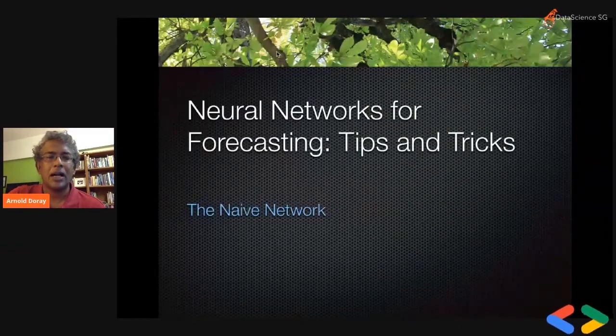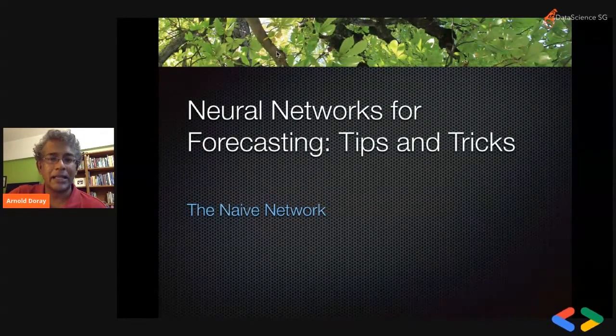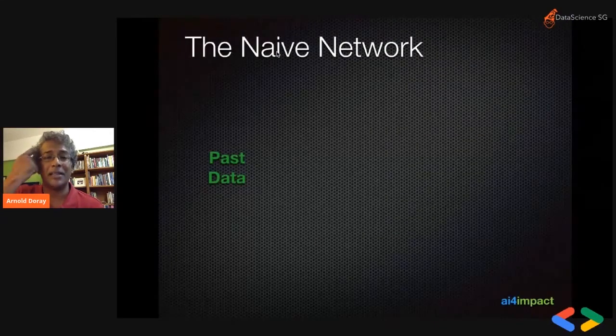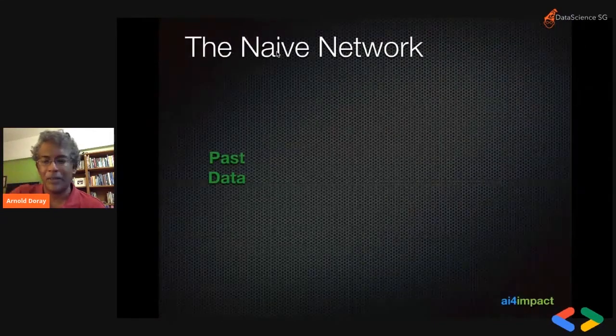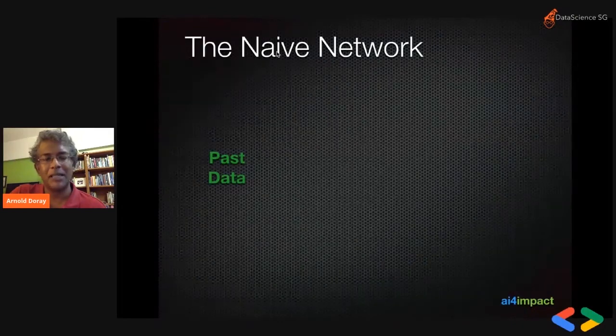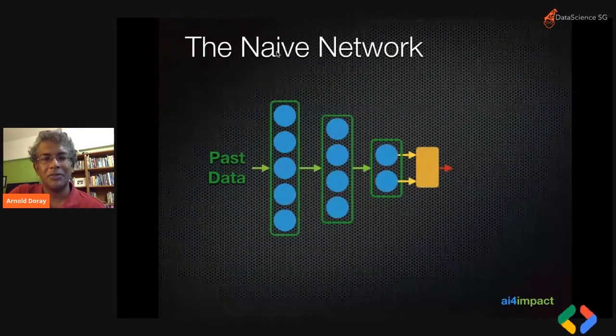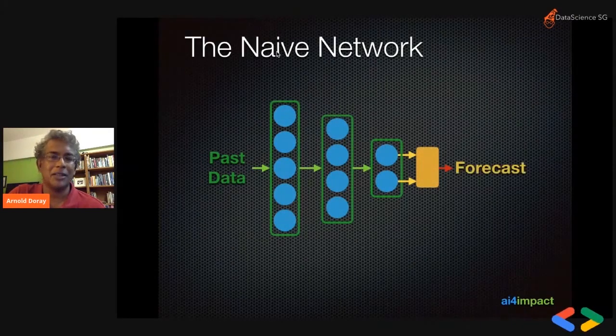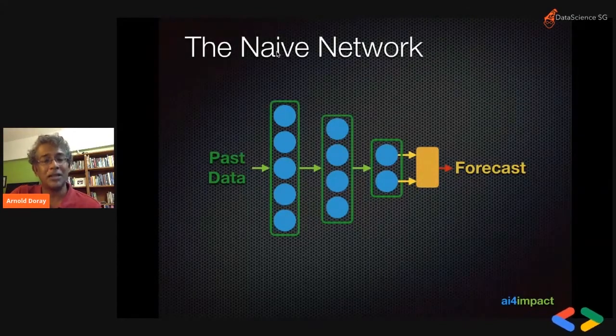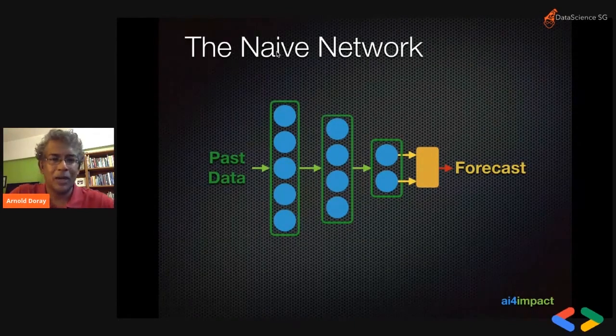So I will first describe what I call the naive network. The naive network is basically you take your past data, which is how beginners would normally do a forecast. You take the past data, you shove it into your feed-forward network, and then you get the forecast. This is a very simple setup, and in some situations it does produce good answers, but in a lot of situations it doesn't give you a good answer. So let me explain why.